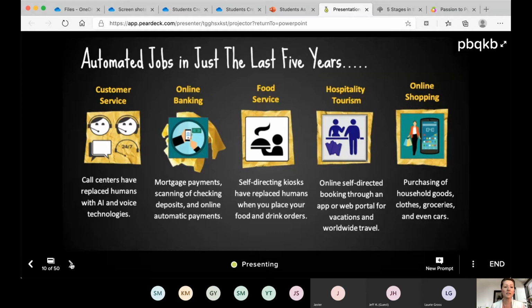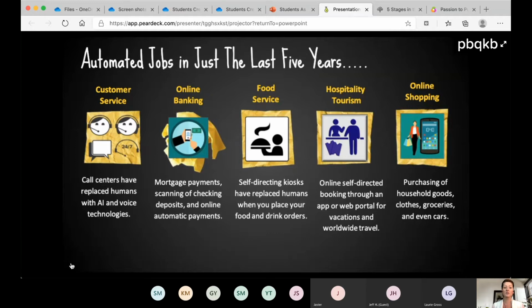Now, I just put a collection together for you. These are automated jobs in just the last 5 years. And some of you have already presented and said, yes, this is what you've seen. Customer service, especially in school and also call centers. Mortgage payments, from checking deposits to online banking. That's right. Food service, self-directed kiosks have replaced humans.